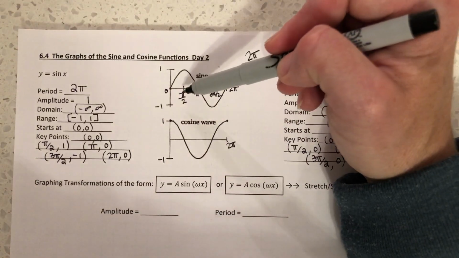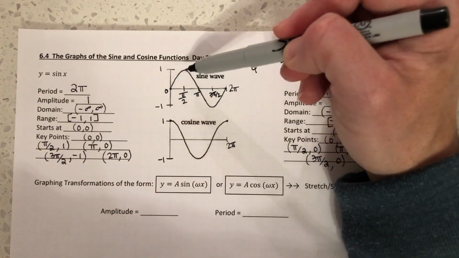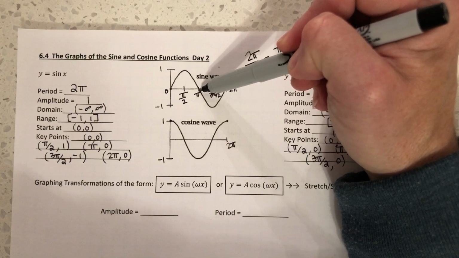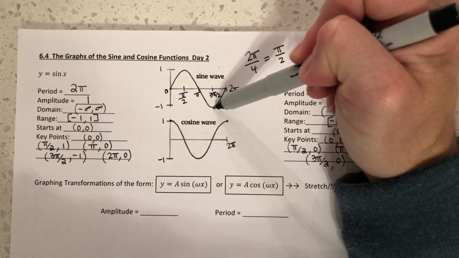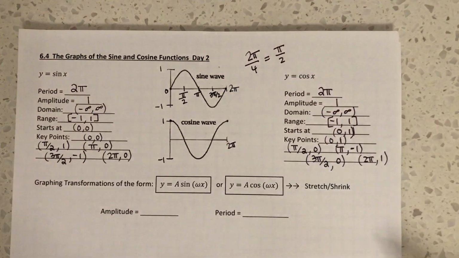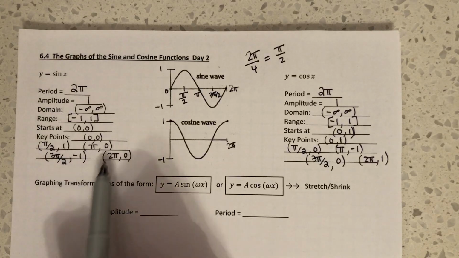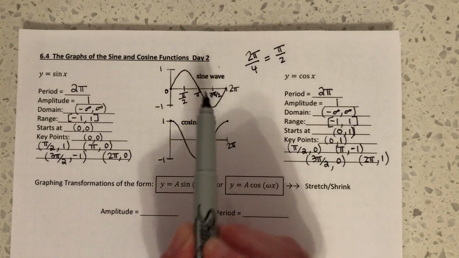So you should notice that it goes from (0, 0), (pi over 2, 1), (pi, 0), (3 pi over 2, -1), (2 pi, 0). Those are your 5 key points that live on the first cycle of the sine wave.